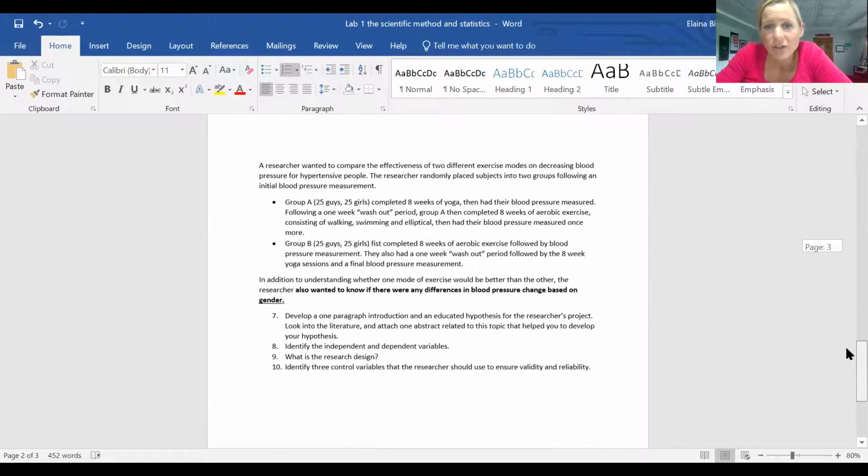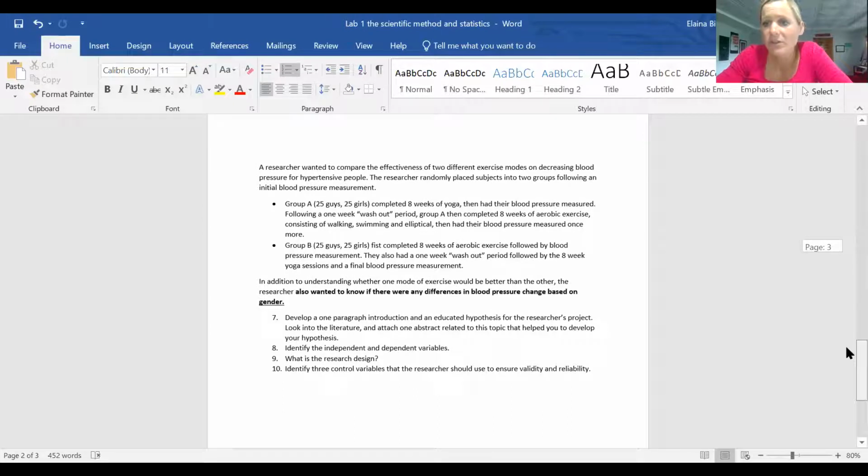The last question here, this one will take the most amount of time, I think. So kind of multi-layered here. It's a fairly complex scenario. So basically the researchers wanted to know exercise modes associated with improving blood pressure for people that have hypertension, okay? So one group was going to do aerobic exercise, the other group wanted to do yoga, and we wanted to compare and contrast these.